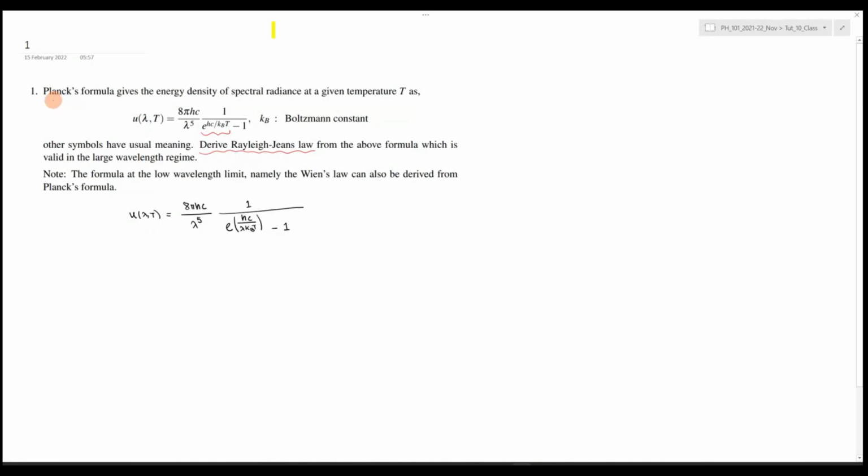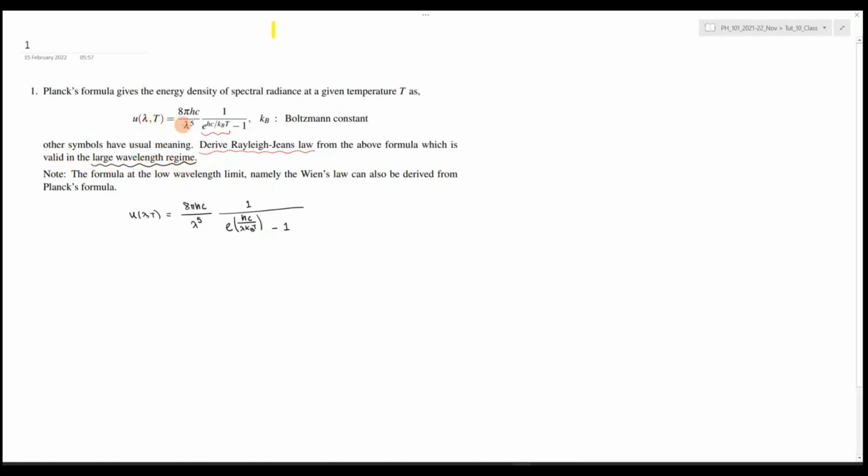So, in this problem number 1, let's read it. Planck's formula gives the energy density of the spectral radiance at a given temperature T as this. Can anybody confirm if it is visible to you? Yes. Okay, good. So our energy density function formula is given to us. This is the Planck's formula. Now we are supposed to derive the Rayleigh-Jeans law from this formula, which is valid in the large wavelength regime.